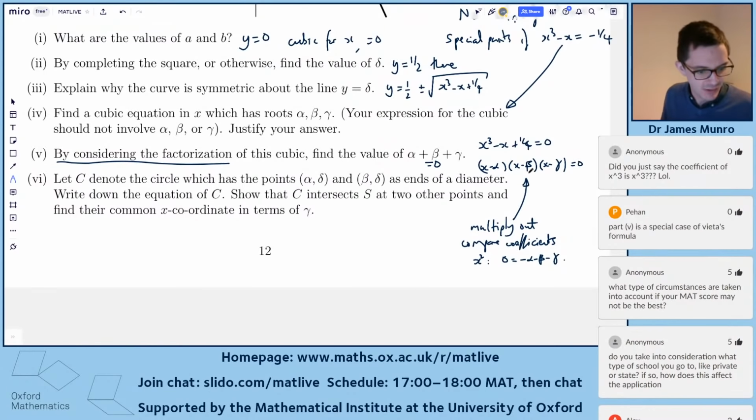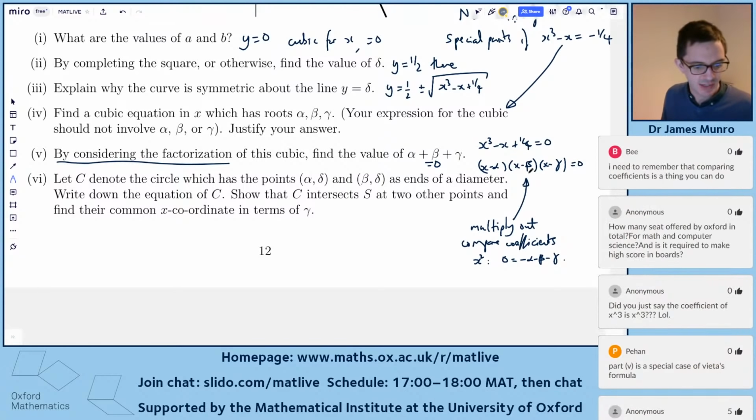Okay, good. What type of circumstances are taken into account? Yeah, that one gets starred as well. If your math score may not be the best. Cool. Comparing coefficients is a thing you can do with polynomials, I guess. Yes, good.